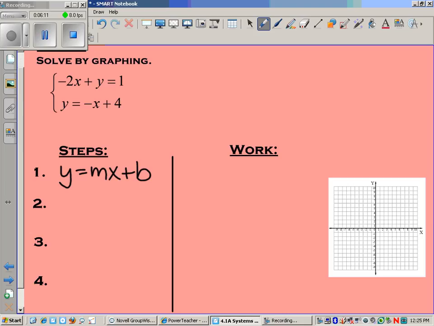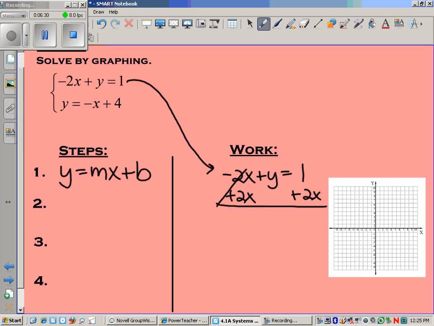Okay, my first equation does not quite look like y equals mx plus b. So let's go ahead and solve it and make it look like y equals mx plus b. Here's my first equation, and if I'm trying to get y by itself, I need to get that negative 2x to the other side, so I'm going to add it over. My new equation now says y equals 2x plus 1. Does that look like y equals mx plus b?